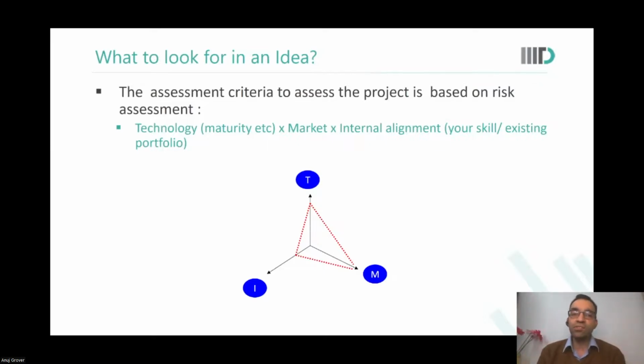And the third thing, which is also very, very important, is your skill and your existing portfolio. Let us say you are already very skilled at, let us say, knowledge graphs or natural language processing. And therefore, if you choose to, no, let's not go there.